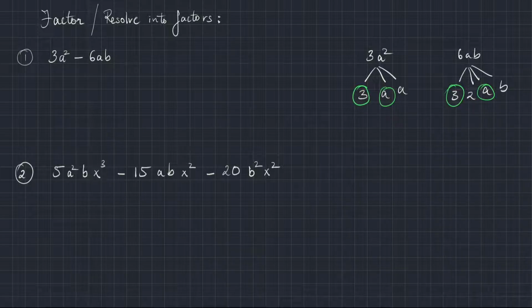Now to factor something means to express it as some sort of multiplication, something times something. We're going to express this as a multiplication of the greatest common factor times some other factor. Now to figure out what this other factor is, we need to divide each of these terms by the greatest common factor. When you divide 3a squared by 3a, we just get a. And when you divide 6ab by 3a, we get 2b.